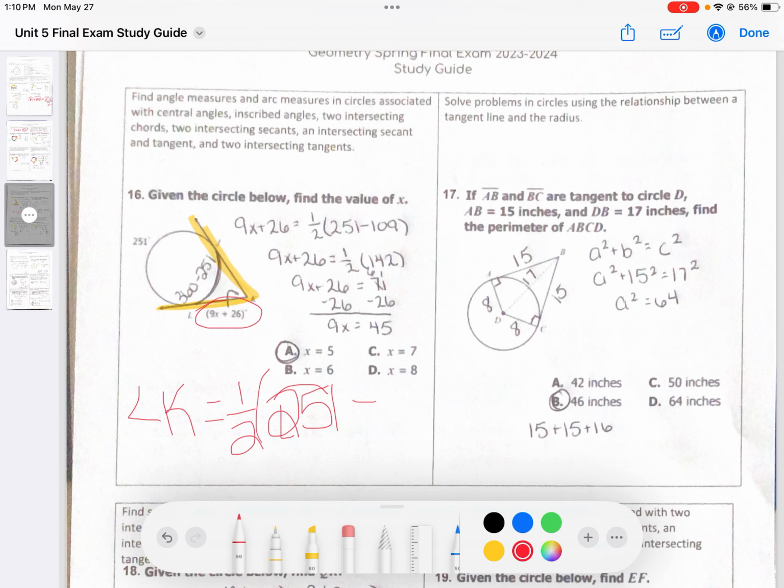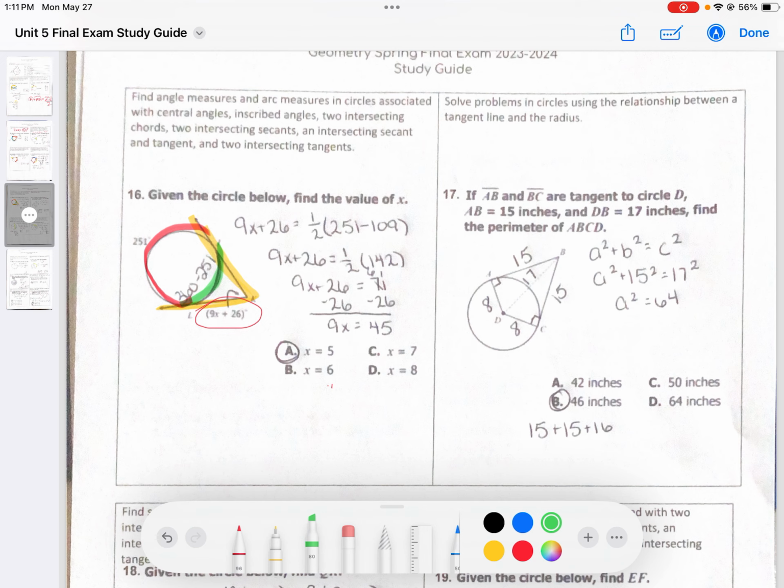Minus 360 minus 251, which is 109. And how do I know it's 360 minus 251? When you look at this circle, your intercepted arcs, once again, it's the larger one. The intercepted arcs are the arcs between the two lines of the angle. So here goes this 251. And once again, a full circle is 360 degrees. So 360 minus 251 is 109. Half the difference: 251 minus 109 is 142. Half of 142 is 71. My goal is to get x by itself.